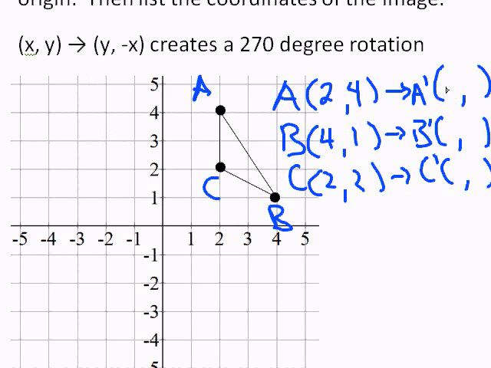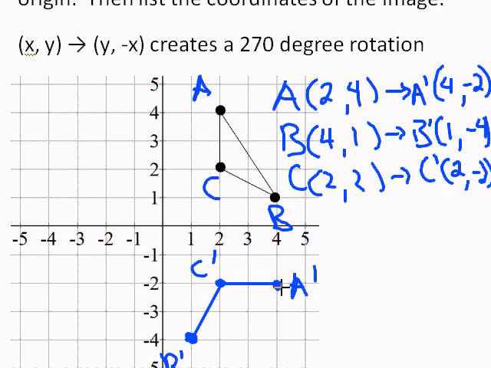So let's take a look. 2, 4 becomes 4, negative 2. 4, 1 becomes 1, negative 4. 2, 2 becomes 2, negative 2. So let's go ahead and graph those points. 4, negative 2, A prime. 1, negative 4, B prime. And 2, negative 2, C prime. When we connect our dots, it should look like our original triangle was rotated 270 degrees around the origin.